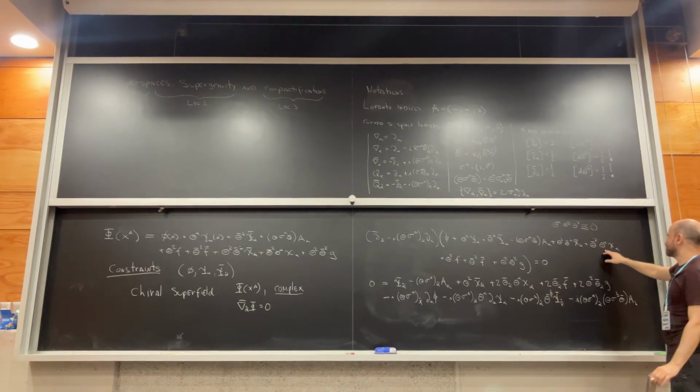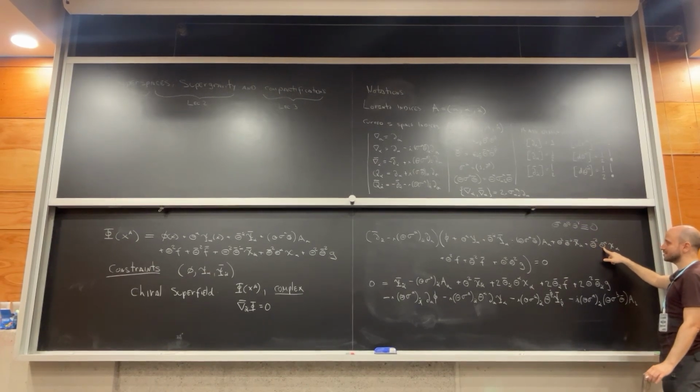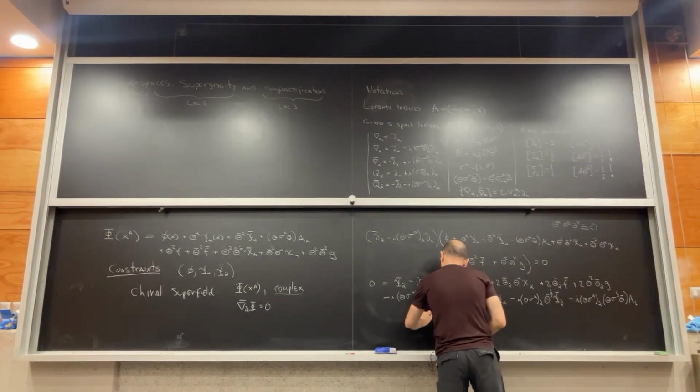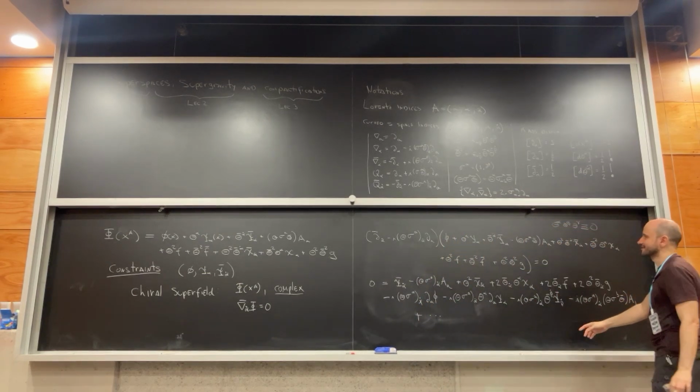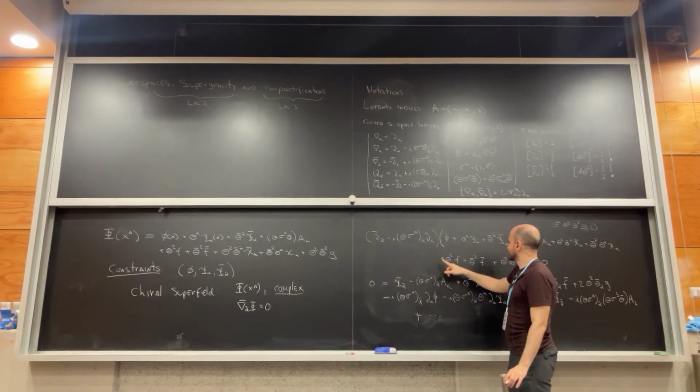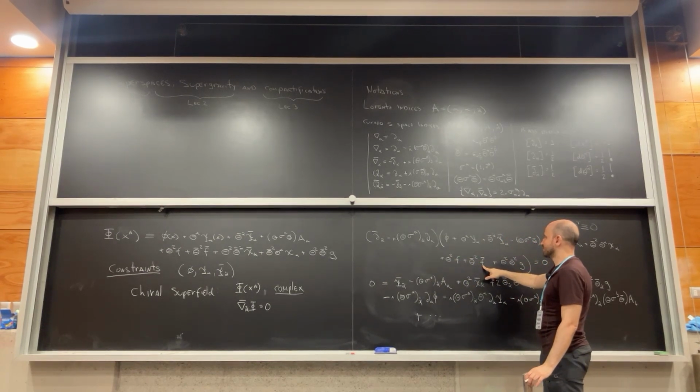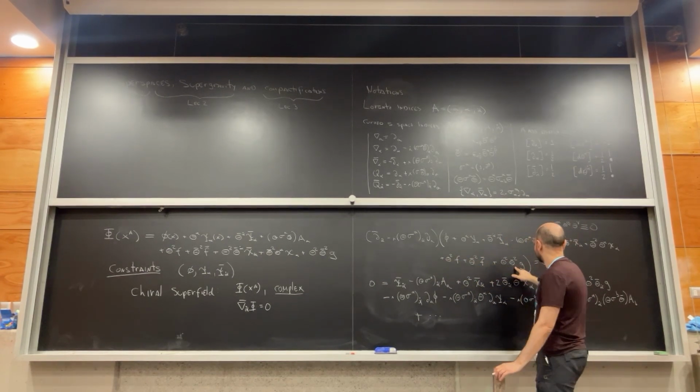So this guy over here is not going to be 0, it's going to be something with 2 theta bars, 2 thetas, and a derivative of chi. We don't want to keep going because it's too much. This one is also going to be 0. This one, no, it's going to be derivative of f. And this last one is going to be 0.